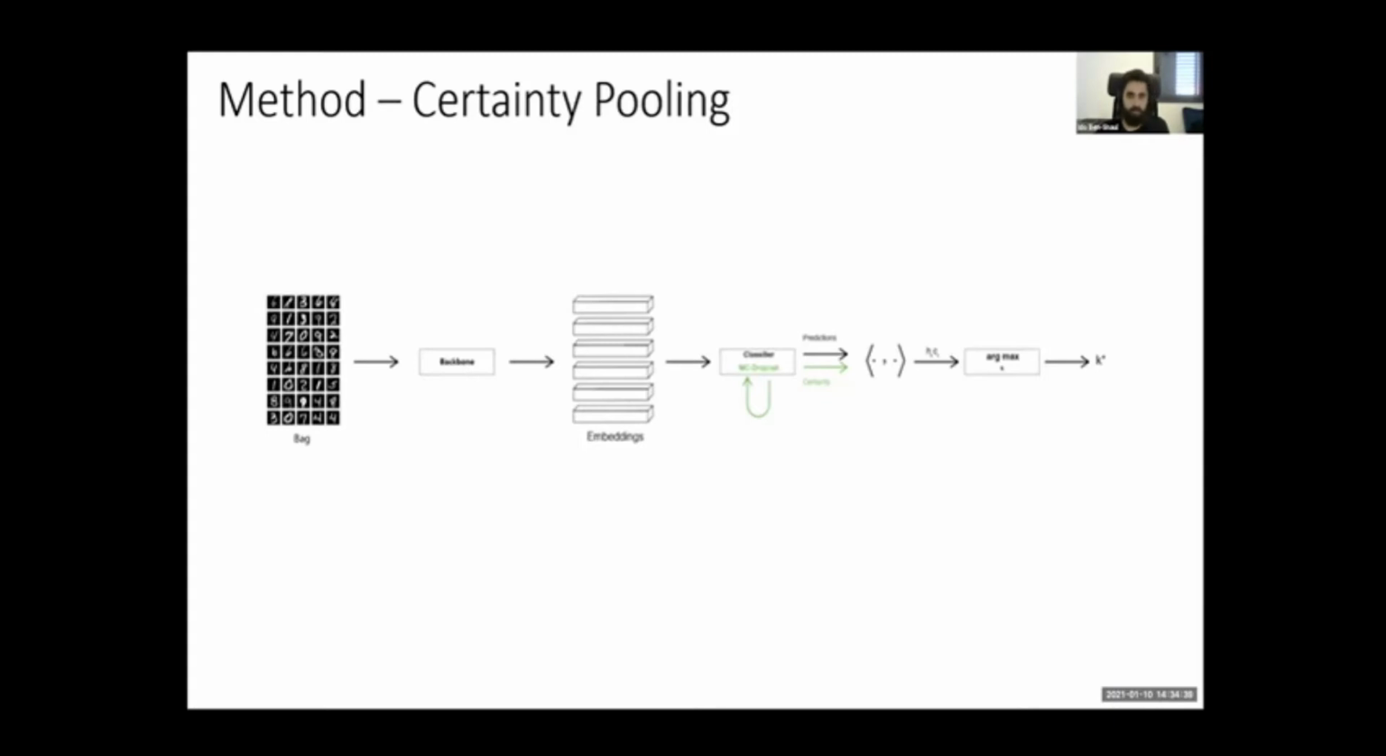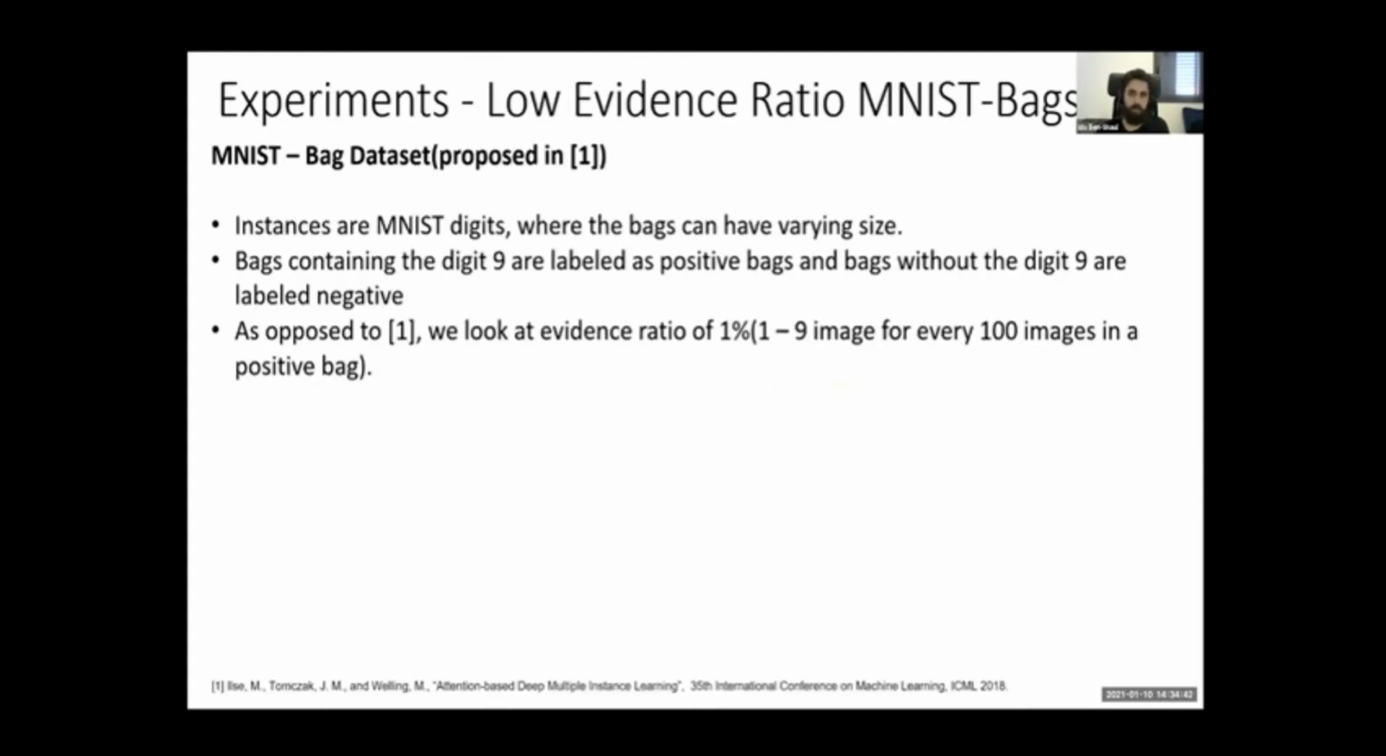So let's talk about the experiments we showed in the paper. The first thing is a synthetic dataset that was actually proposed in attention-based pooling. The MNIST bags dataset is an MIL dataset where the bags are composed of MNIST digits, and the bag is considered positive if it contains the digit 9. In MNIST bags, 10% of the positive bag on average will be the evidence, the digit 9. Because we wanted our method to deal with very low evidence ratio, we force exactly one of the instances to be the digit 9 out of the whole bag. So instead of 10%, the evidence ratio is 1%.